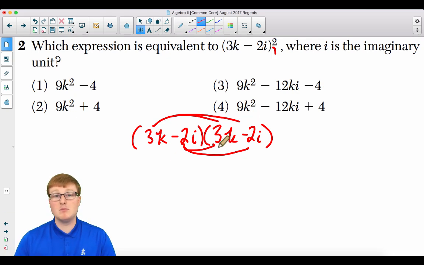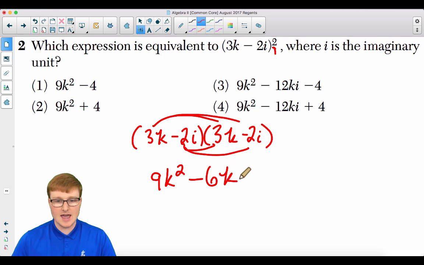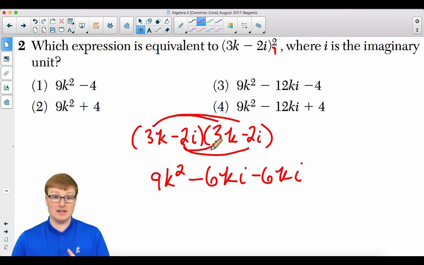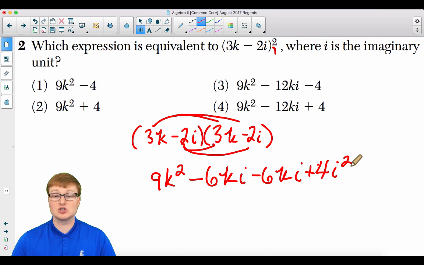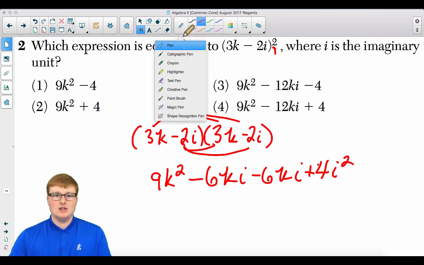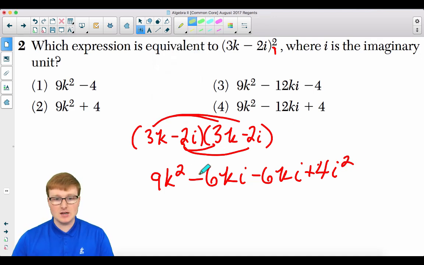So 3k times 3k is 9k squared. 3k times negative 2i, that's going to be negative 6ki. Do the same thing in the middle. So negative 2i times 3k is negative 6ki. Now this is where it gets tricky. Negative 2i times a negative 2i is a positive 4i squared. So now let's further simplify the problem. We can combine like terms in the middle. Those are like terms. We know that for sure.